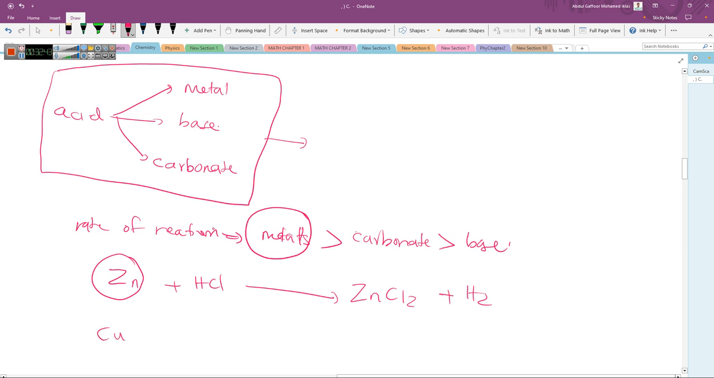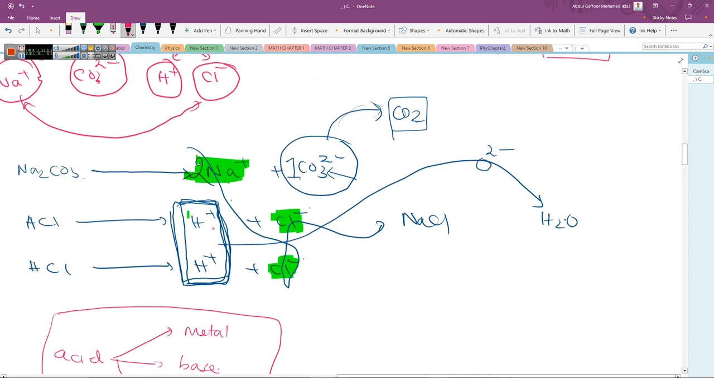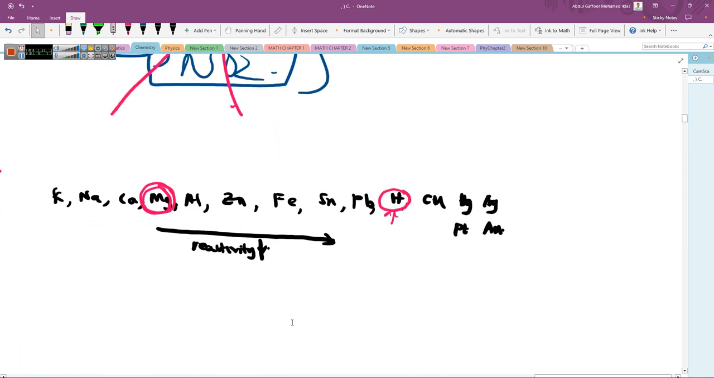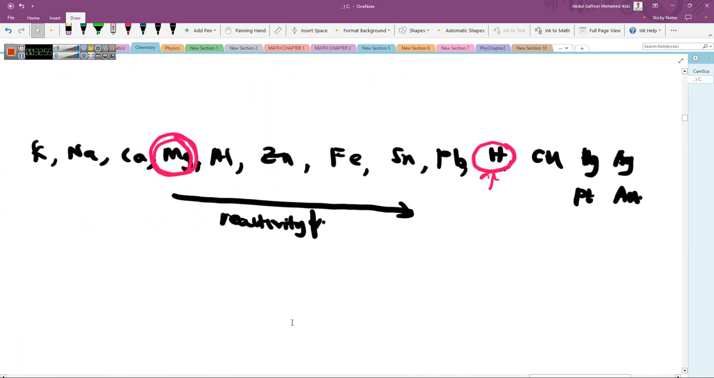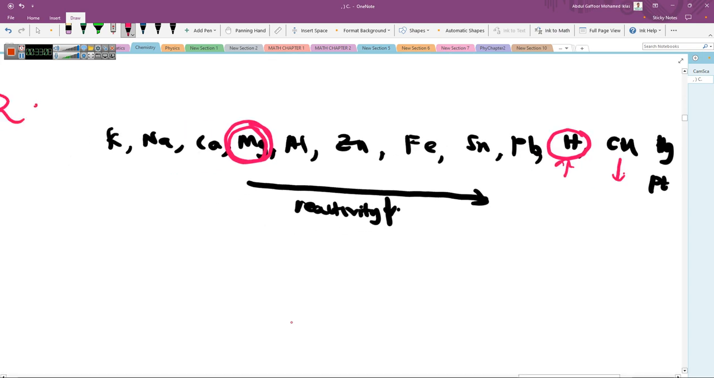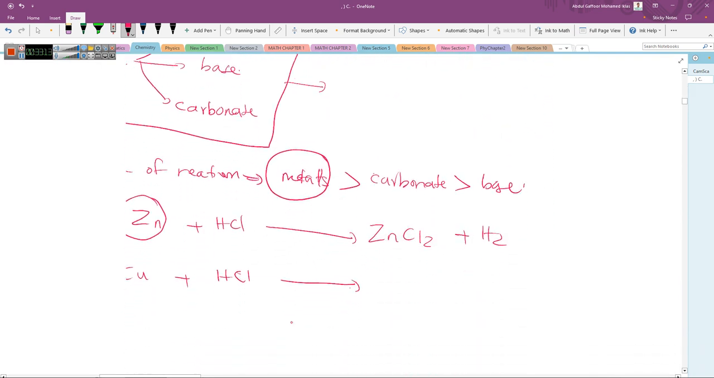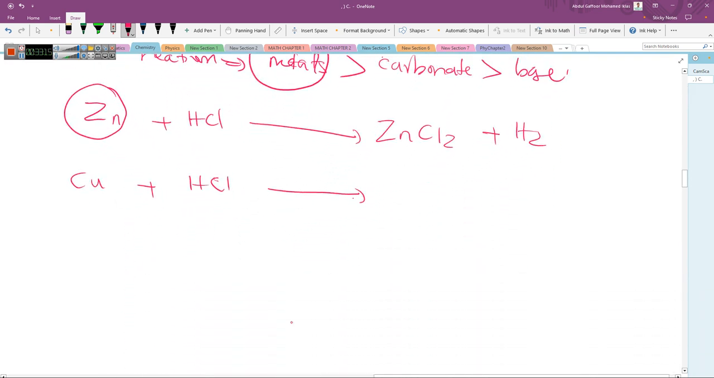Now if I take copper and put it into HCl, what will happen? In the reactivity series we already discussed, copper is after H plus, which means the reactivity of copper is less than hydrogen. So copper cannot replace hydrogen ions from the acid, and this reaction will not be practically possible. Why will this reaction not happen?